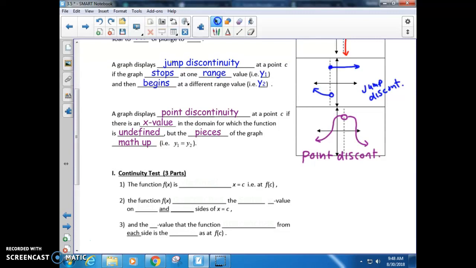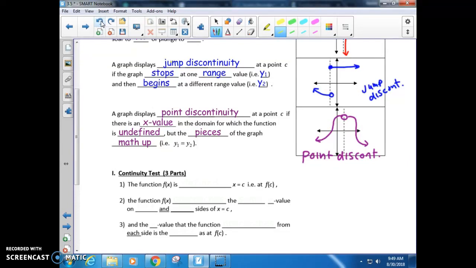So you can see as you're coming up here and it's working, and then you hit this hole right here, but then you keep going, they still match up. So the right and the left match up at this value in the middle, but the problem is that value is not defined. It doesn't work for that function. So that's point discontinuity.